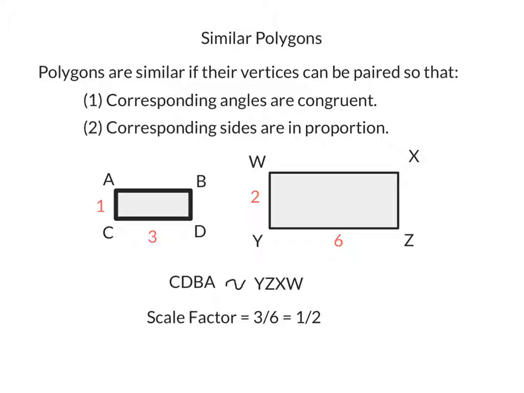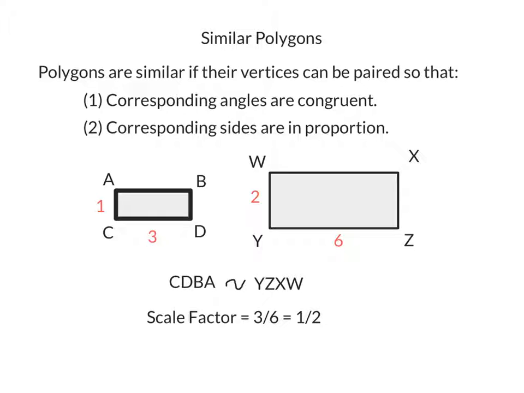Now, if we look at these rectangles some more, we could tell you that the smaller rectangle has a perimeter of 8, 1 plus 3 plus 1 plus 3. Now, the larger rectangle would have a perimeter of 2 plus 6 plus 2 plus 6, or 16. Well, notice the ratio of the perimeters, 8 over 16, is equal to the same thing as the scale factor. So the scale factor can be either the ratio of two corresponding sides, or it can be the ratio of the perimeters. Both are going to give you exactly the same answer.